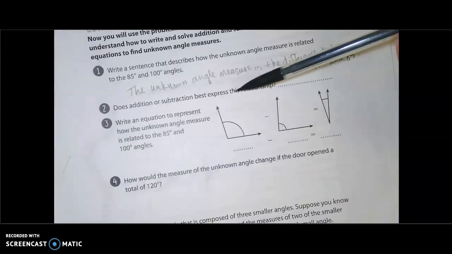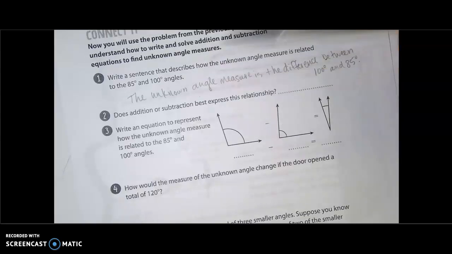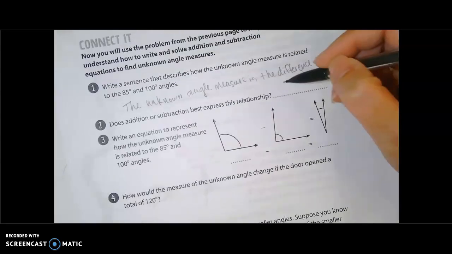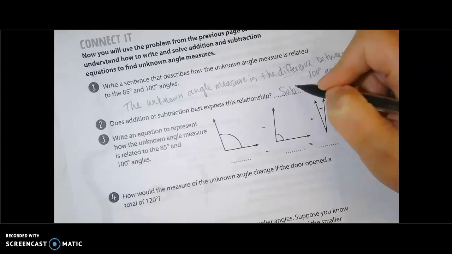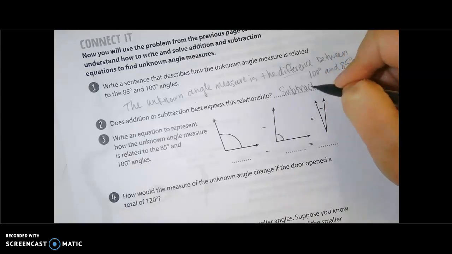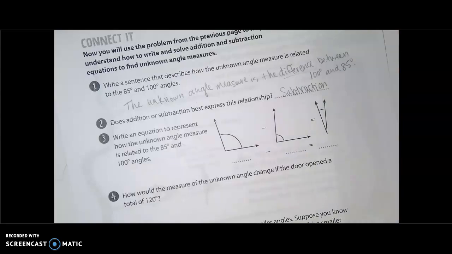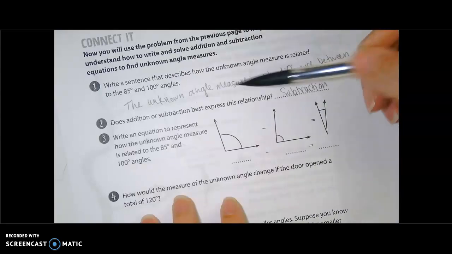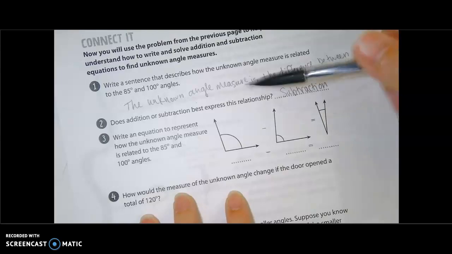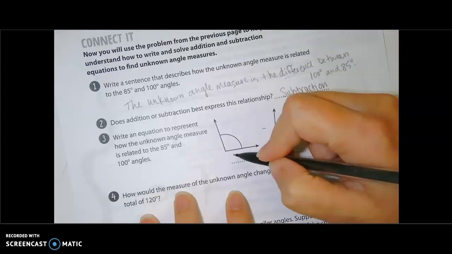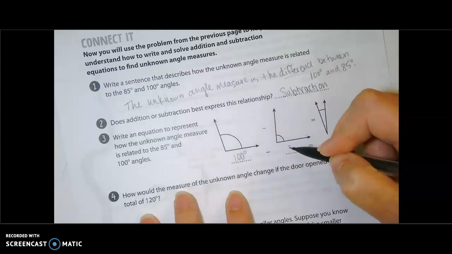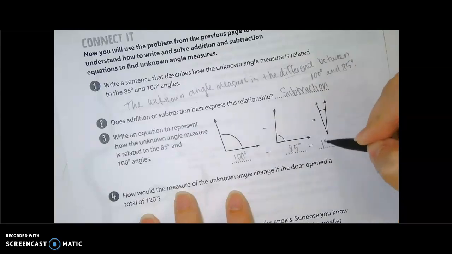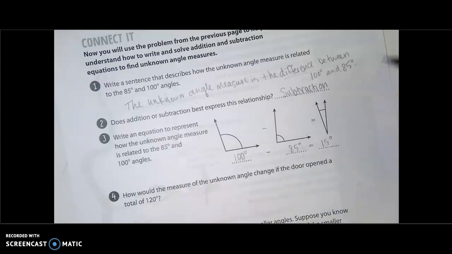So does addition or subtraction best express this relationship? And since we said difference, that means subtraction is the best representation. So then if we write it using these images and we write out an expression, that's going to be 100 degrees minus 85 degrees equals 15 degrees. And that's how we're going to solve our problem.